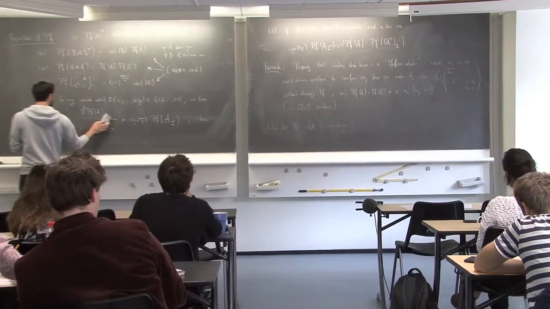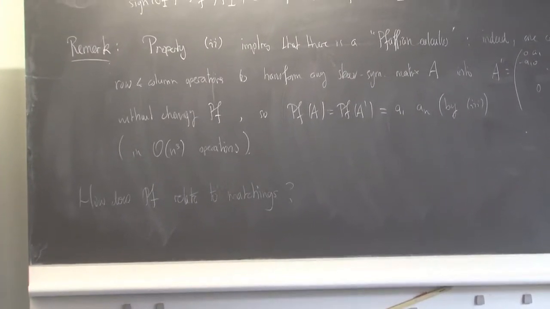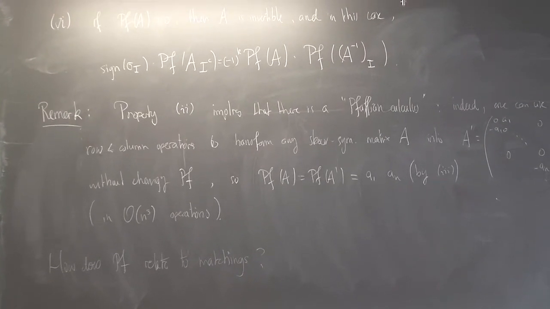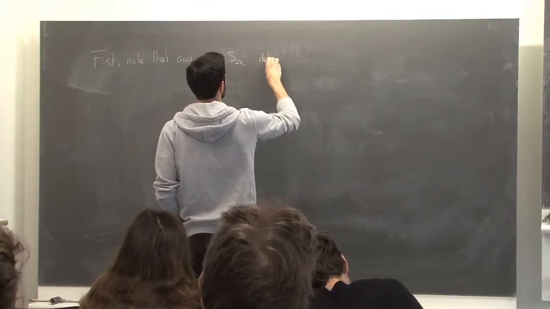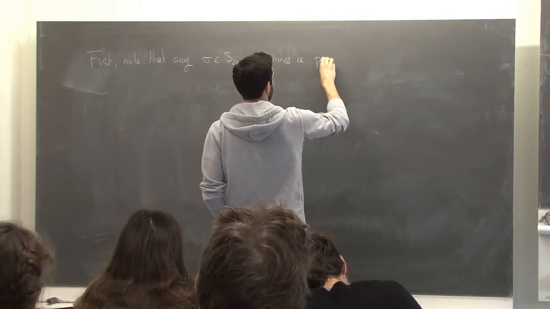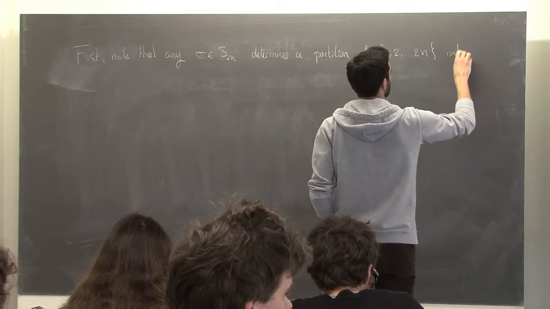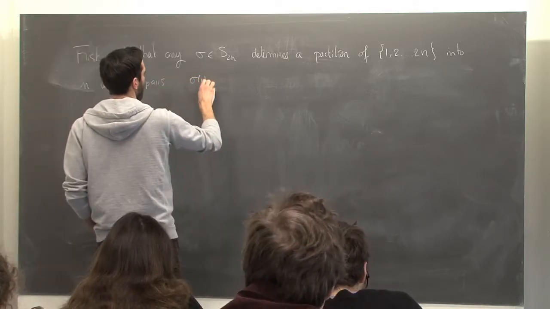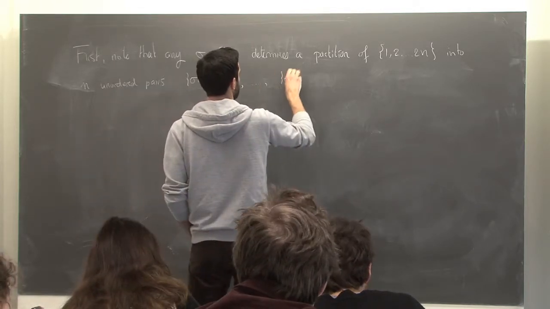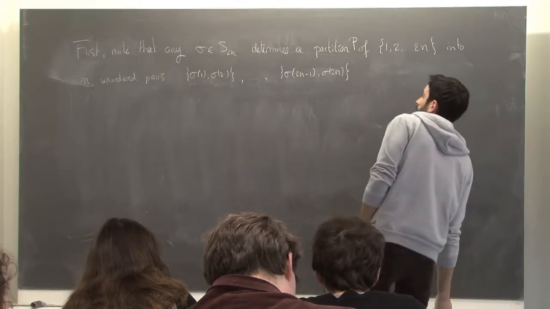So before going back to graphs, I need just to make one last comment on the Pfaffian. Okay, first, note that any permutation of 2n objects determines a partition, I'm not going to say a matching, a partition of the set 2n into n unordered pairs, sigma 1 with sigma 2, etc., sigma 2n minus 1 with sigma 2n. So let's say, I'll say a partition P.